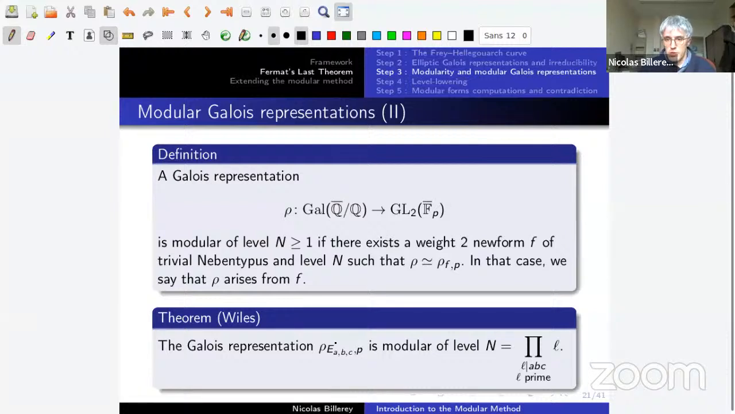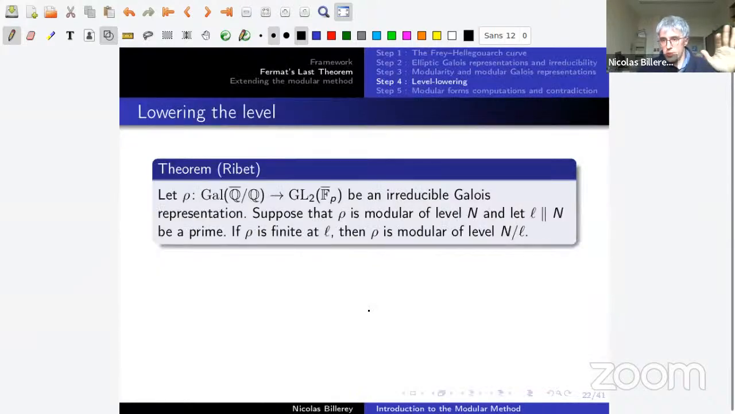What you should notice here is that this level depends on the solution, because it's the product of all primes dividing ABC. It's the radical of ABC. So it depends on the solution. Now we're going to get rid of this dependence, and for that we will use what is called Ribet's level lowering result. So here's the statement. You start from any Galois representation ρ which is irreducible, and you assume that it's modular of some level M. And you pick a prime l that divides the level exactly once.